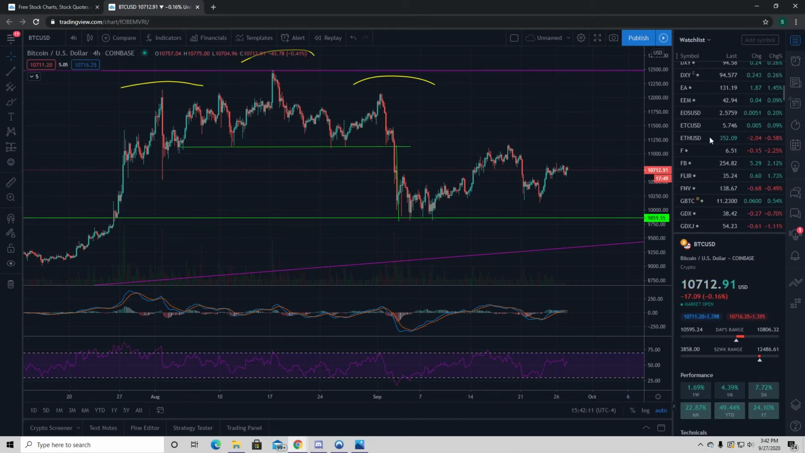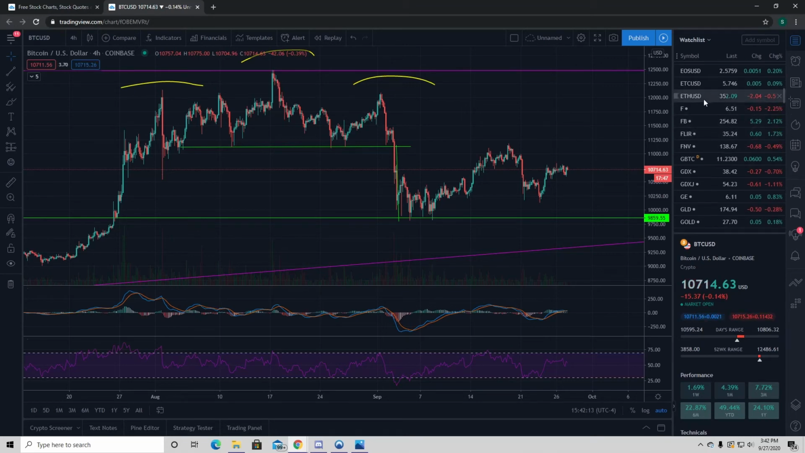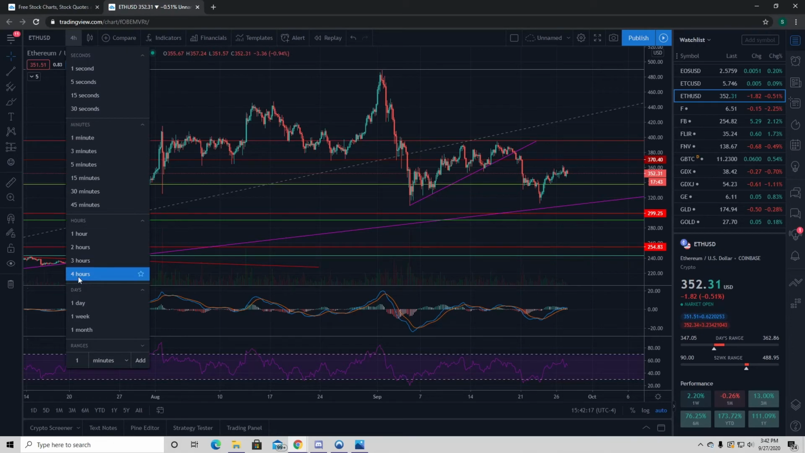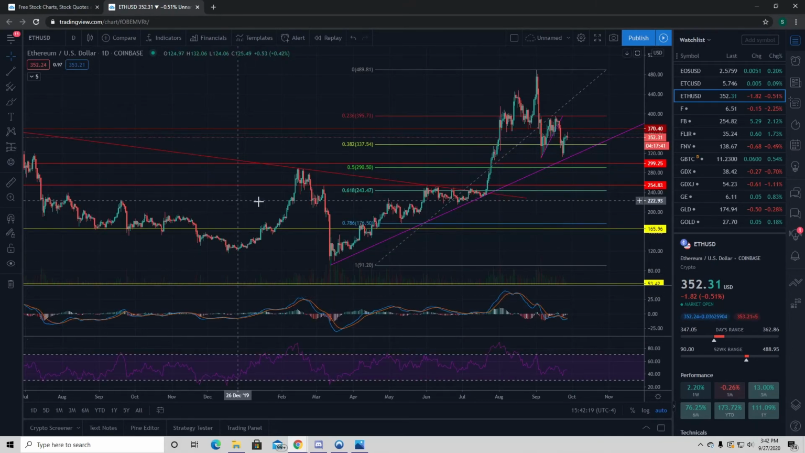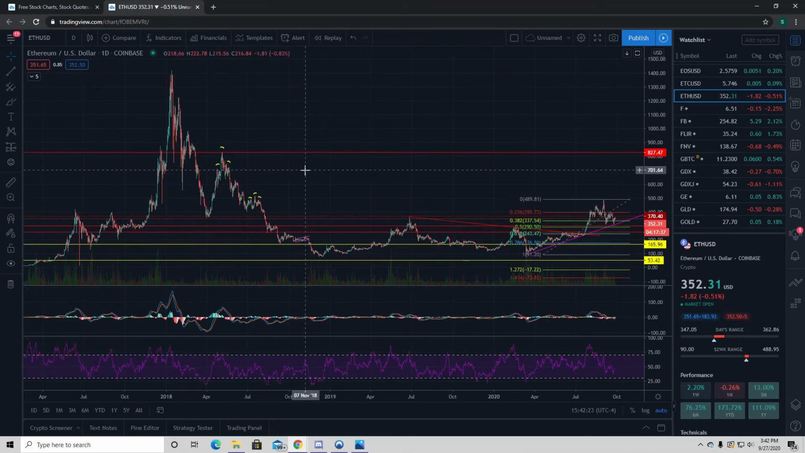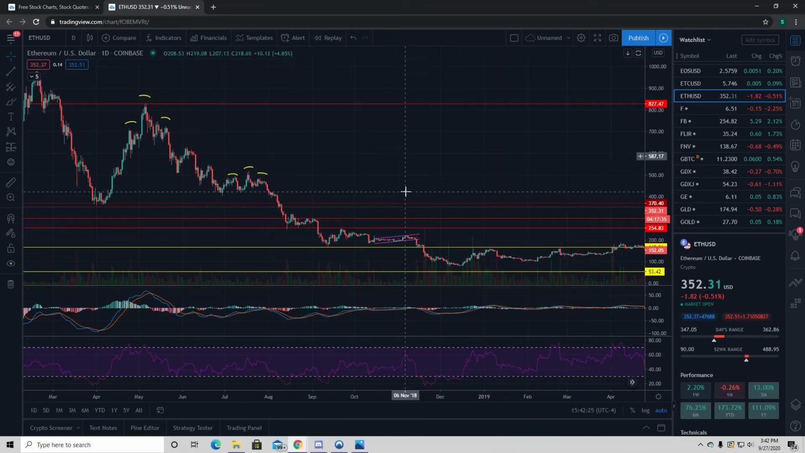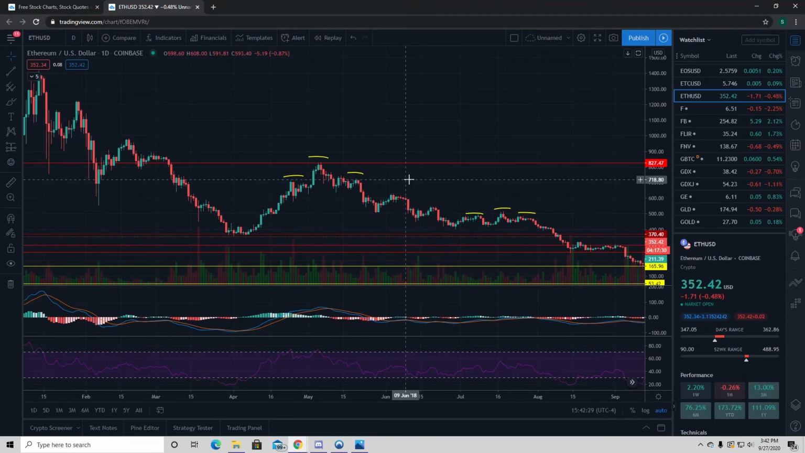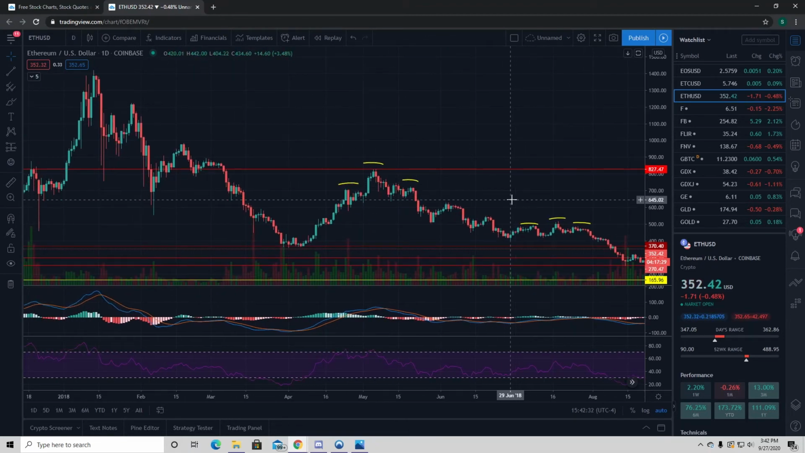Let's go to an older one. Let's stay with crypto, Ethereum. Where did we go? Let's go to the 1 day. That was back in 2018. Here we go. Got a lot of trend lines on here. Support and resistance anyway. So here's one back in 2018. Actually, there was two of them.